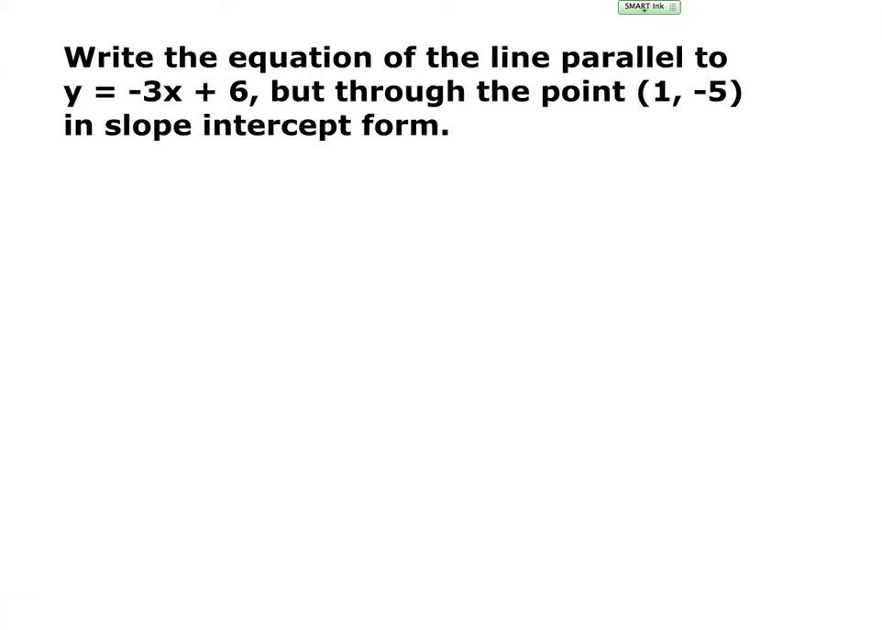So here's our next type of equation. Write the equation of the line parallel to y equals -3x plus 6, but it has to go through the point 1, -5. I want it in slope-intercept form in the end, but I don't think that's what I'm going to start with because I don't know what intercept the new line's going to have.